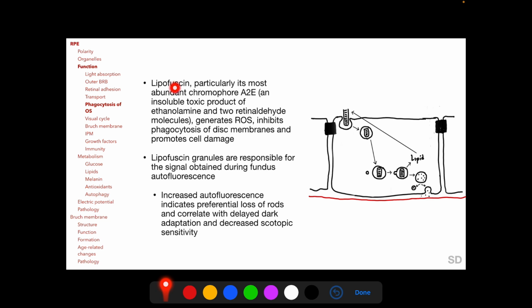Lipofuscin generates reactive oxygen species, inhibits phagocytosis of disc membranes, and promotes cell damage. Lipofuscin granules are also responsible for the signal obtained during the diagnostic procedure called fundus autofluorescence. Increased fundus autofluorescence indicates preferential loss of rods and thus correlates with delayed dark adaptation and decreased scotopic sensitivity.